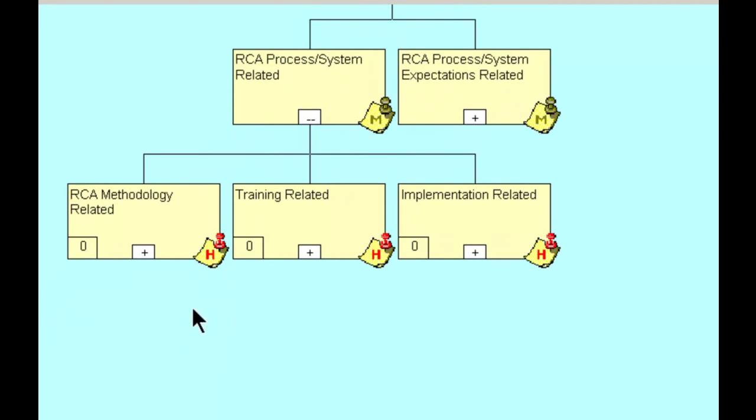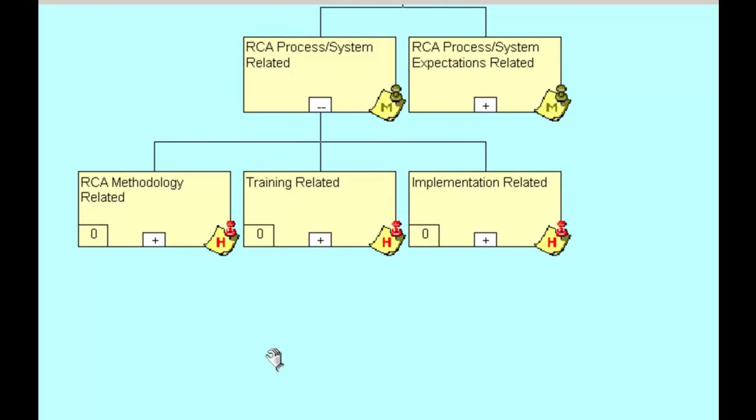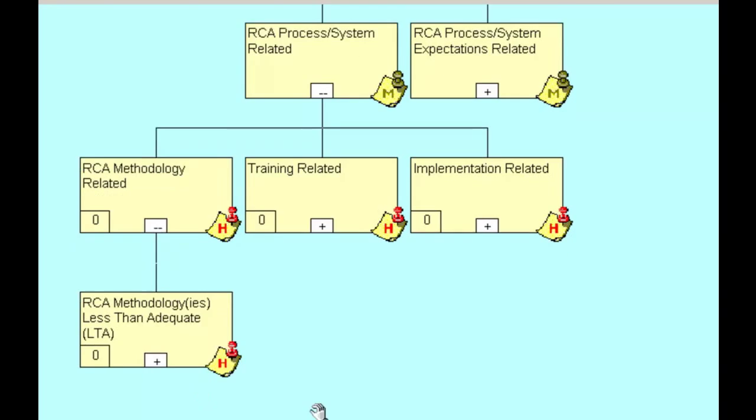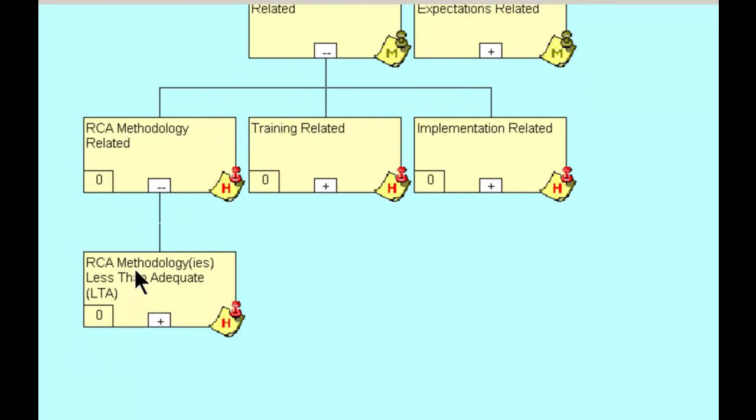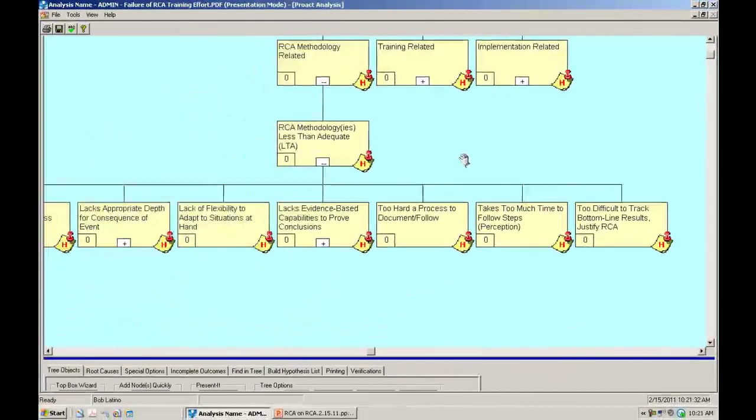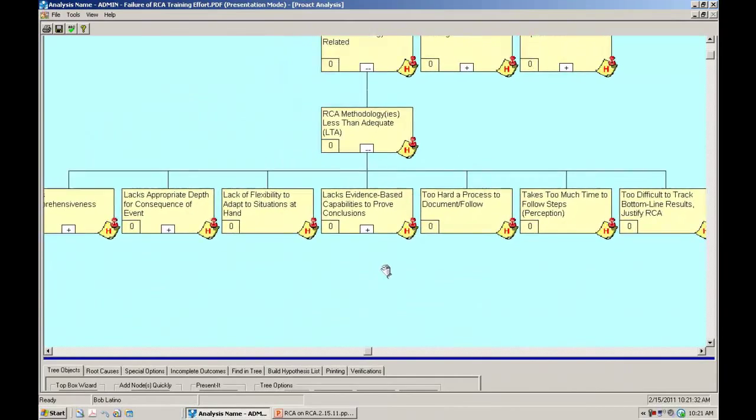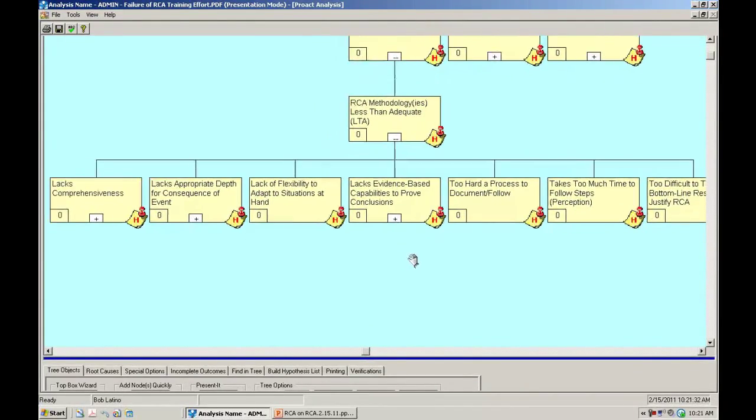We want to be broad and all-inclusive at each step, so we could say it's either methodology related, and/or training related, and/or implementation related. With regards to the methodology, what about the methodology could be contributing to it not meeting expectations? The RCA methodology or methodologies are less than adequate. How could the methodology or methodologies be less than adequate?